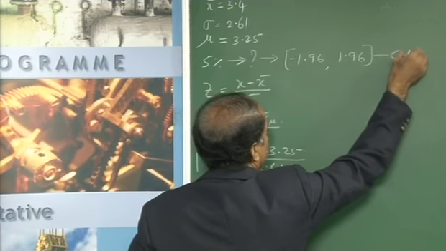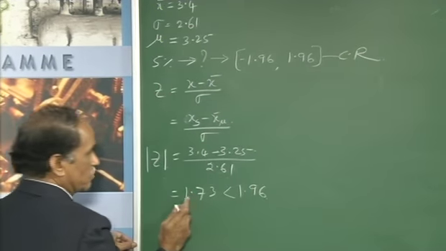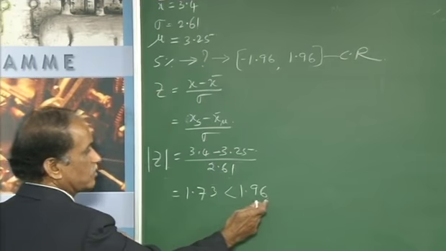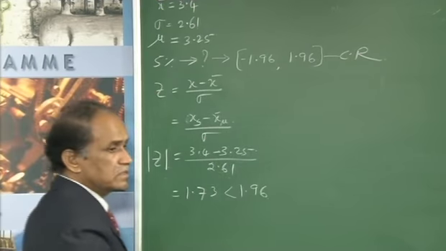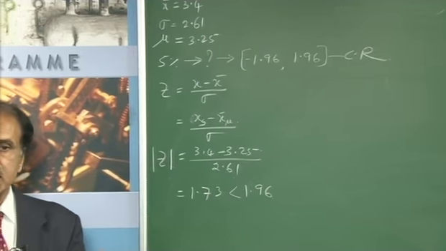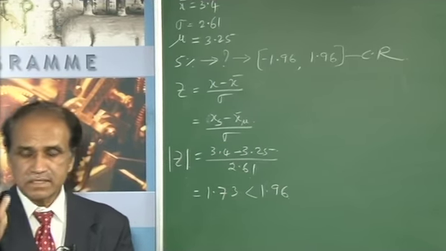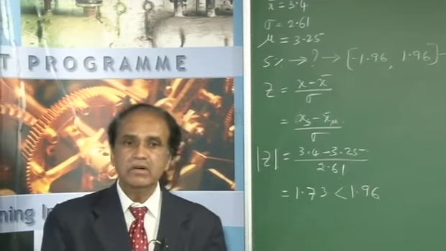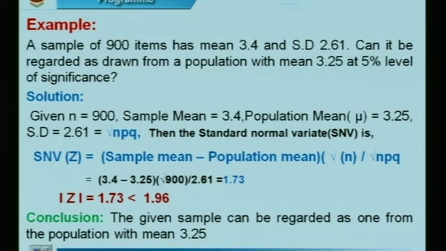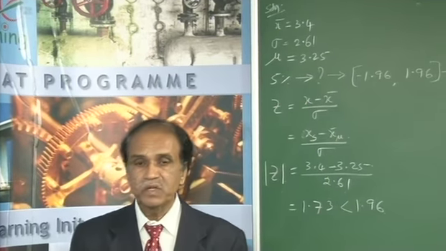This is one critical region. So 1.73 is less than 1.96, which comes in between these two. Therefore, the sample gives the conclusion that it is one of the populations with mean 3.25. So the given mean of 3.25 as the population mean can be accepted. This is the hypothesis that you have to declare.